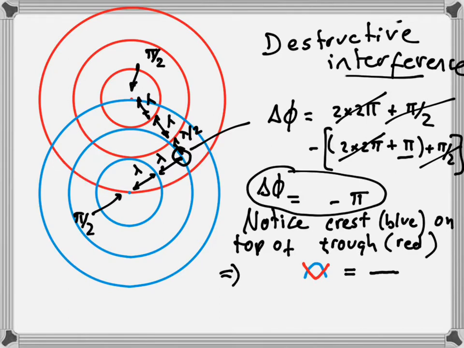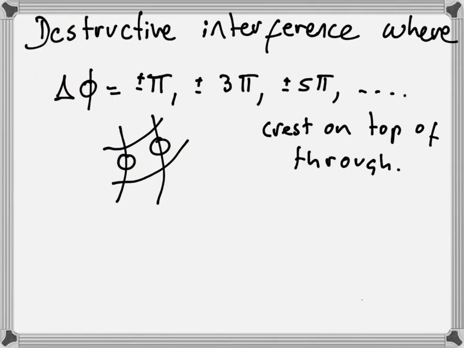If you look at any other points like the ones that I'm showing you there, where a crest is overlapping a trough, you will find that the difference in phase is an odd multiple of pi, positive or negative, but an odd multiple of pi. So every point in a medium where two waves are overlapping, if the difference in phase is an odd multiple of pi, those points will have destructive interference. You can be sure that at that point, a crest will be overlapping a trough for those waves.